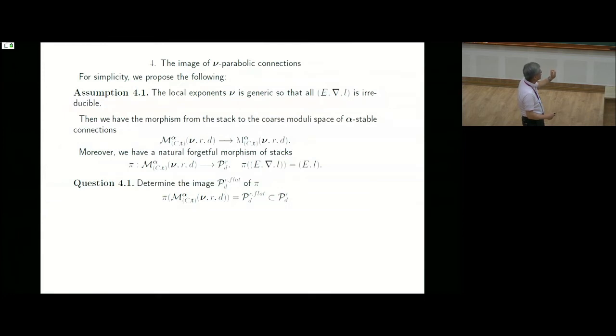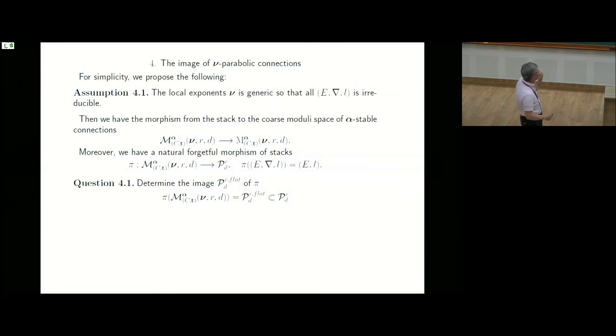Okay? So that makes our discussion very simple. Then this is a moduli stack, so you have a coarse moduli space, which is this Roman M, and this is our G_m-gerbe. Then at the stack level, you have a natural forgetful morphism of stacks, just (E, nabla, L) goes to (E, L). So just forget nabla.